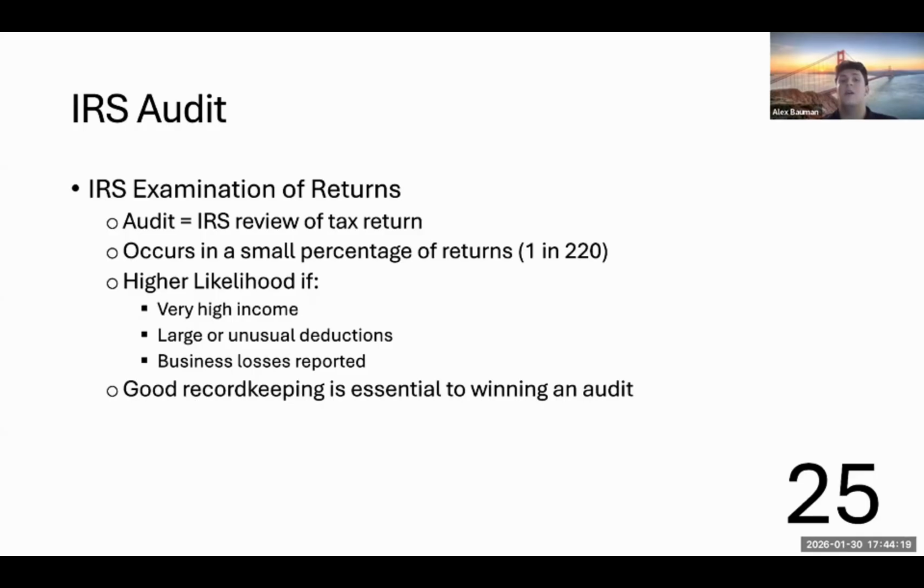IRS audits. Sometimes the IRS reviews a return more closely. This is essentially what an audit is. Audits are relatively rare, but they're more likely if a return shows very high income, unusually large deductions, or business losses. The best protection is good record keeping. Taxpayers should keep receipts, statements, and documentation that support their numbers, so when the IRS comes knocking at their door, they're able to fight it. And don't worry, getting audited doesn't automatically mean someone did something wrong. It just means the IRS picked them as the lucky winner of some extra paperwork.